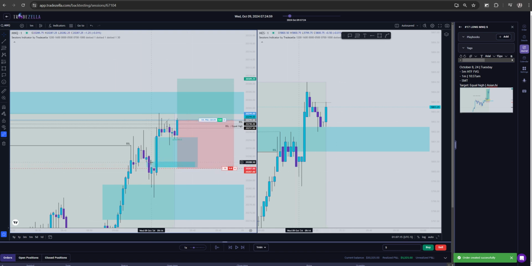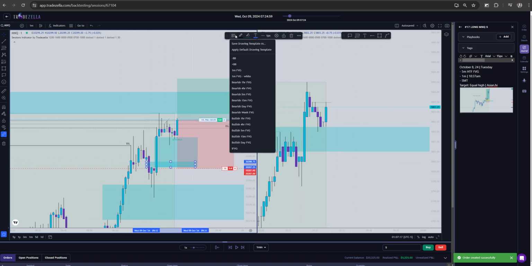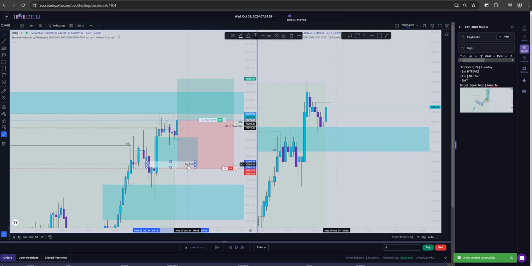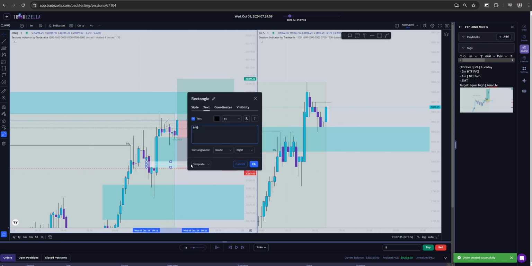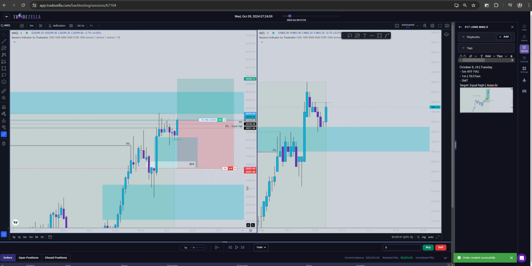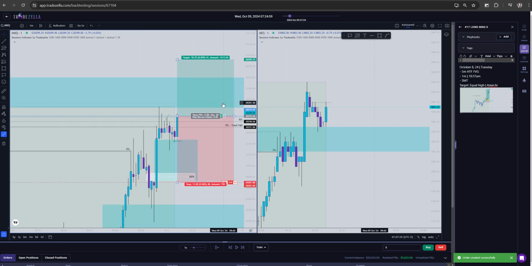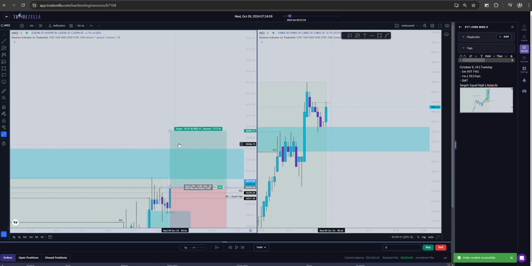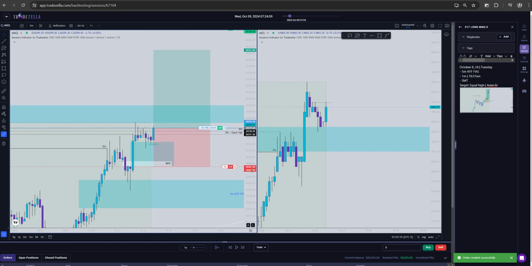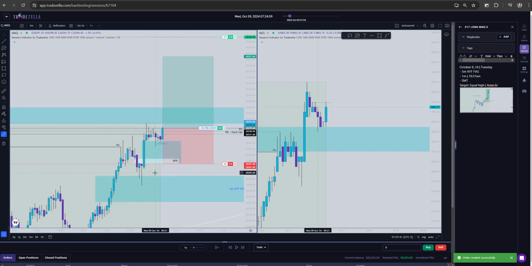BPR. Balanced price range. Did I make one for that? I did not, but I'll just make it right. And then we'll call it BPR, balanced price range. 1.85 to 2. Target to 2. I mean, we don't know if it's going to make its way up to 2, right?